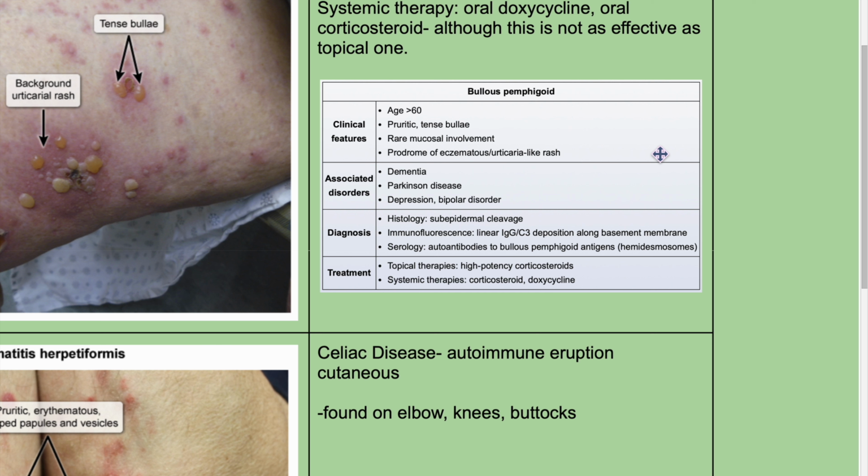Okay, bullous pemphigoid. Clinical features: age is usually over 60, pruritic tense bulla, rare mucosal involvement, prodromal eczematous or urticarial-like rash. Associated disorders: dementia, Parkinson disease, depression, bipolar disorder.